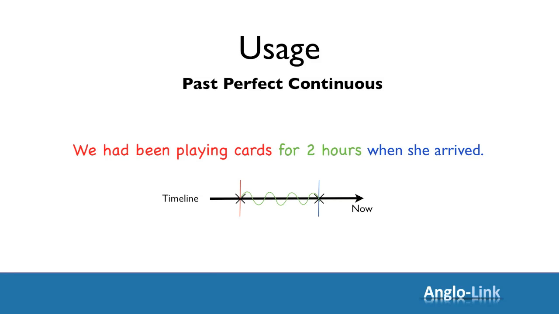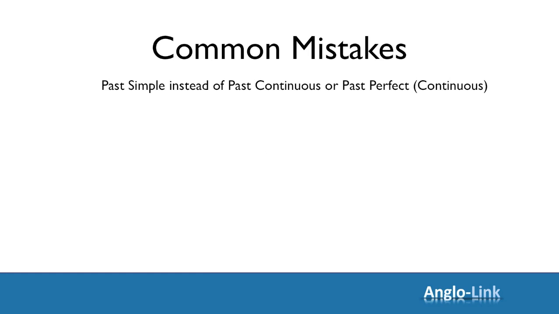Right then, that must have easily clarified the differences between these tenses for you. Let's now look at some common mistakes. The most common mistake is using the past simple instead of past continuous or past perfect or past perfect continuous. Let's look at some examples.